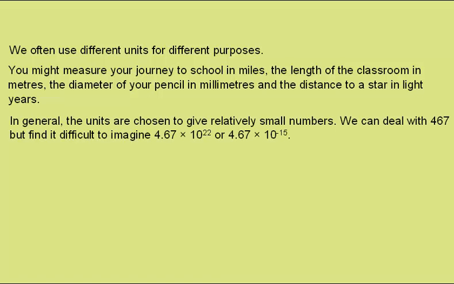In general, we choose the units to give relatively small numbers. We can deal with 467, it's an imaginable number, but find it difficult to imagine 4.67 times 10 to the 22, or 4.67 times 10 to the minus 15, for example.